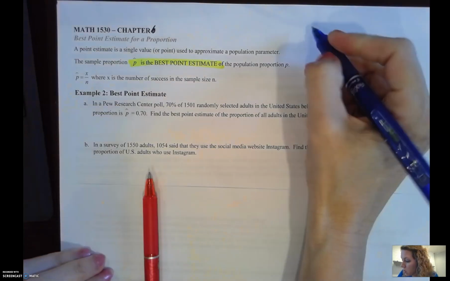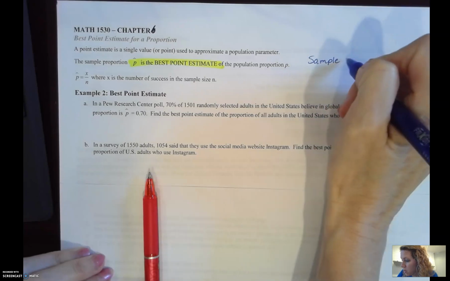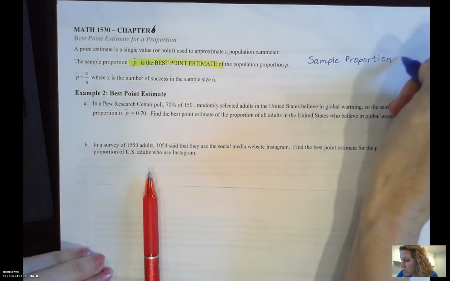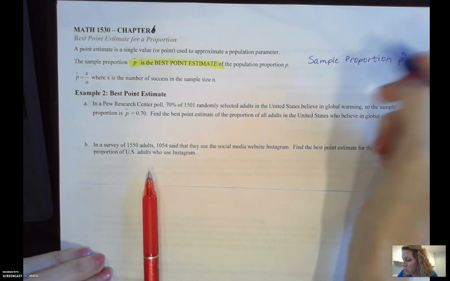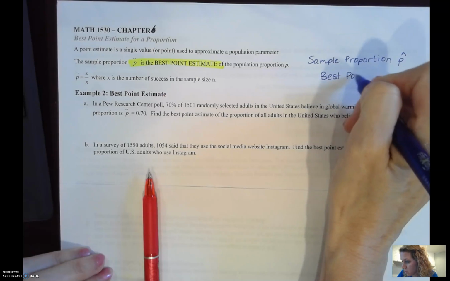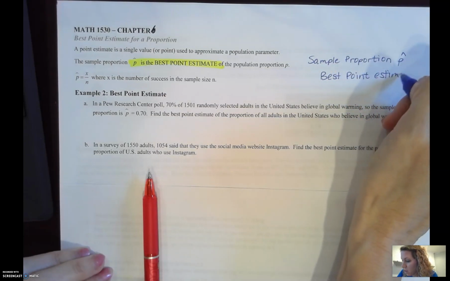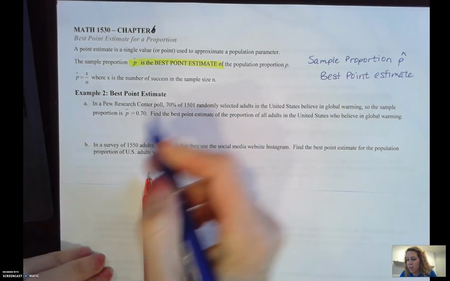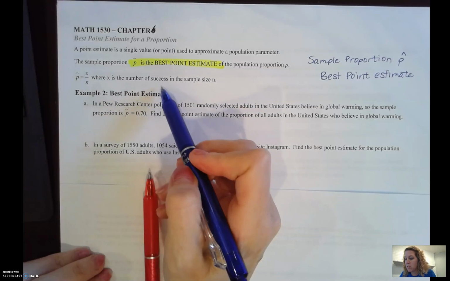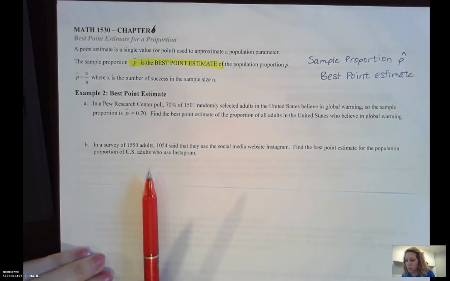We're going to use a sample proportion, p hat, as your best point estimate. And remember earlier we mentioned that p hat is constructed with x over n, where x is the number of successes and n is the sample size. So this is our example for best point estimate.